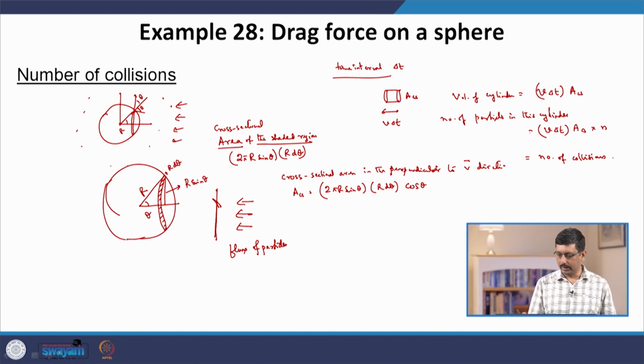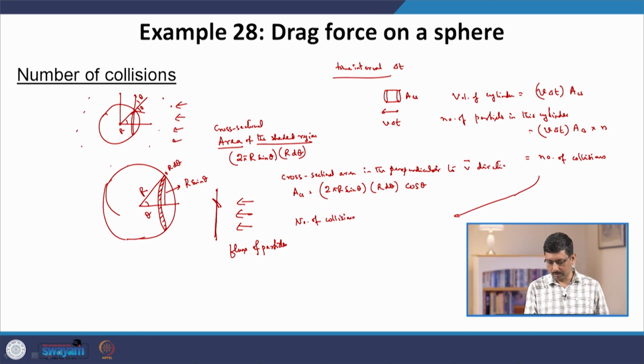So, if I write it here, this number of collisions is equal to n v delta t times 2 pi r square sin theta cos theta d theta.